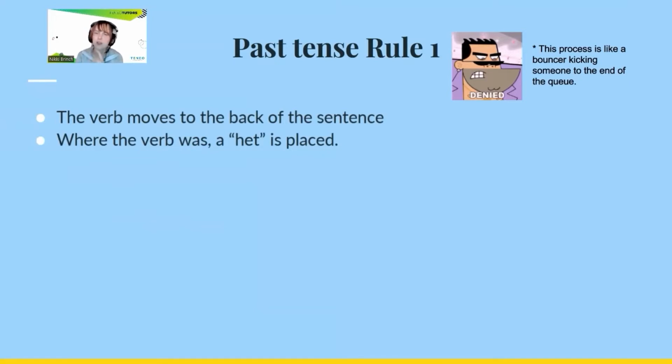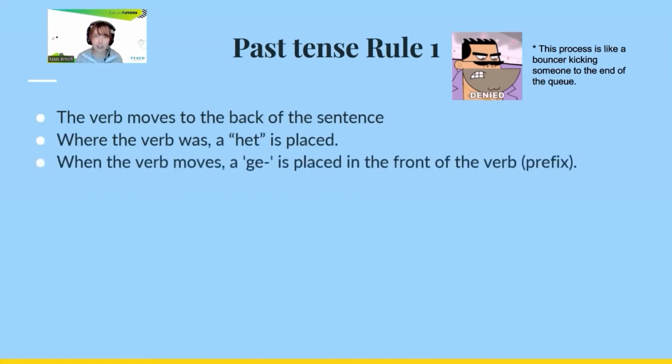And then to make sure that the verb doesn't sneak into your party, you're going to add a prefix to it. You're going to add a ge. That's how you know a sentence has been written in the past tense. You will find a het and you will find a ge in most cases. In the second rule, we're going to get to the exceptions.